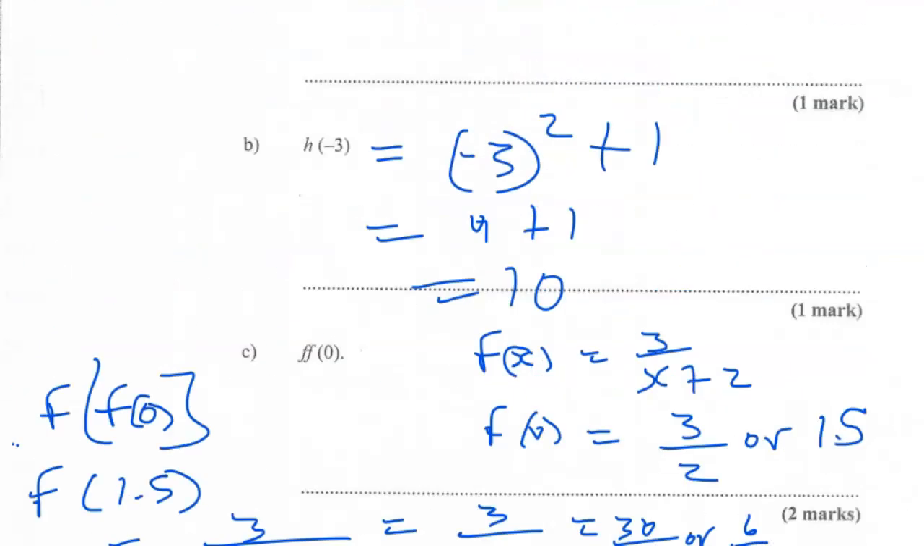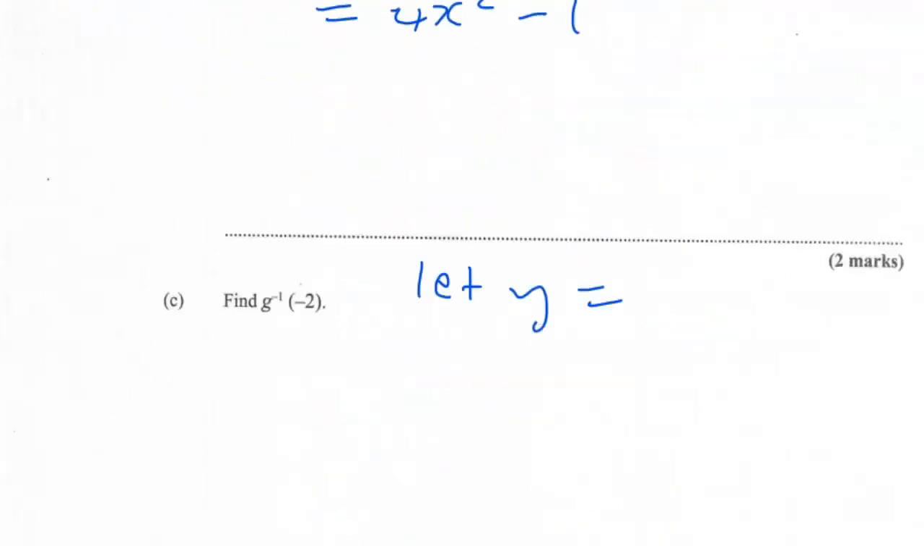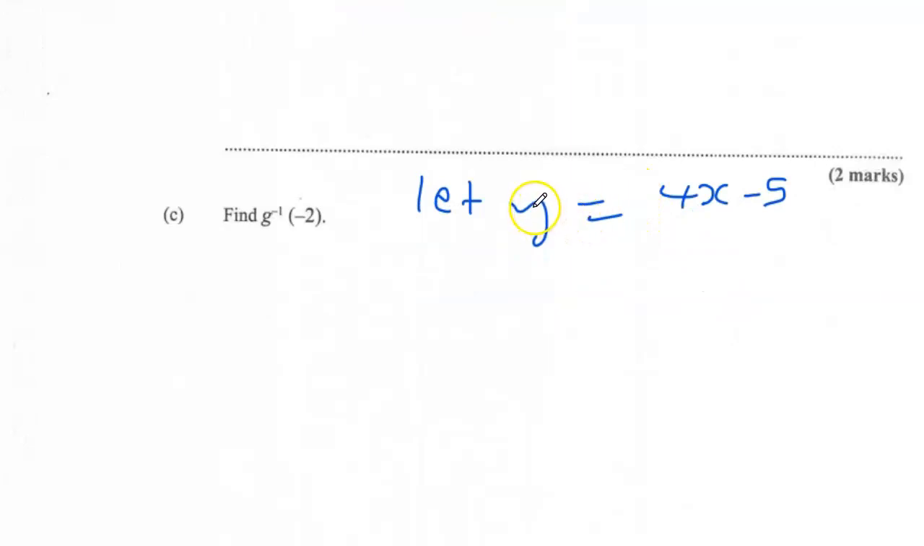g inverse of minus 2. First we need to find the inverse of g. So we'll let y be equal to whatever g was. Let's remind ourselves: g was 4x minus 5. So let y be equal to 4x minus 5. To find the inverse, we interchange x and y. y becomes x, x becomes y. After we interchange, we transpose for y. So we add 5 to both sides.